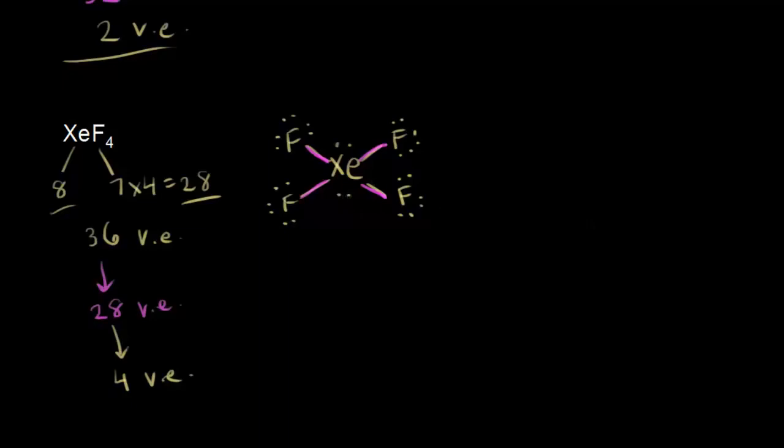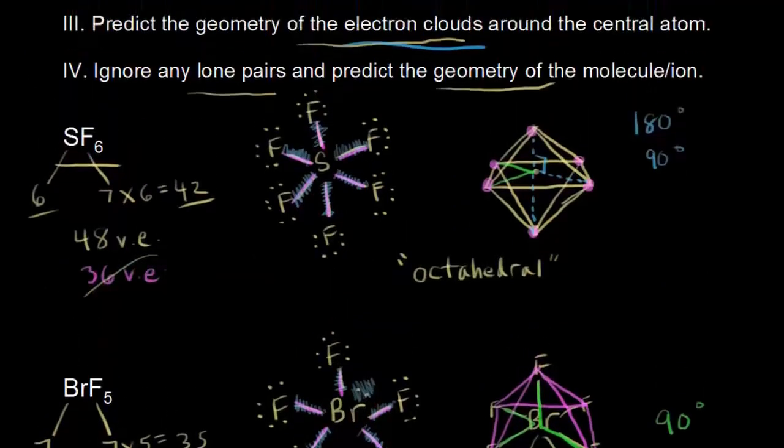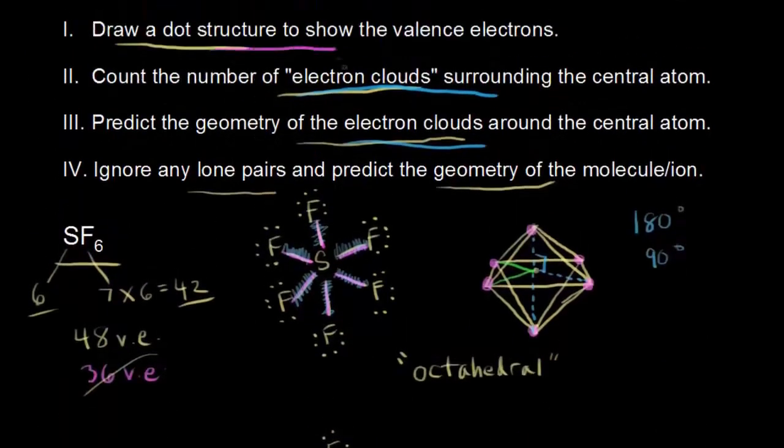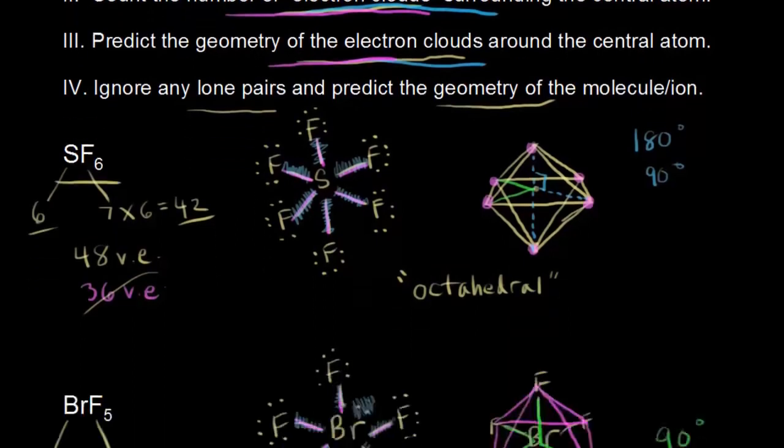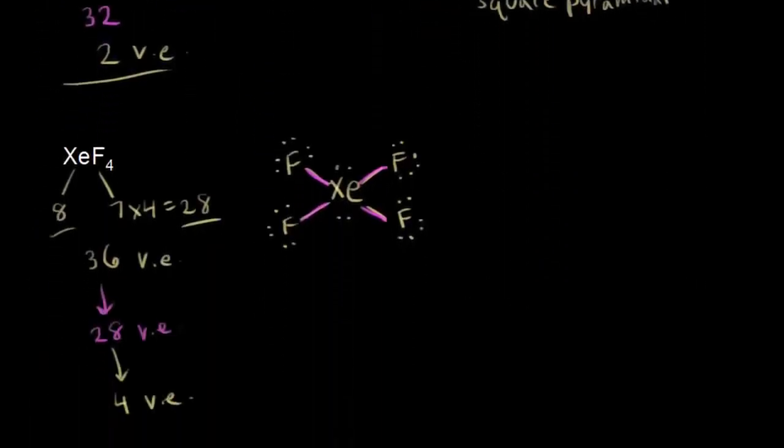All right, let's go back up and refresh our memory about what we do after we draw our dot structure. After you draw your dot structure, you count the number of electron clouds, and then you predict the geometry of those electron clouds. So let's count our electron clouds for this one. Our regions of electron density: we can say that these bonding electrons are an electron cloud, same with these bonding electrons and these over here as well. And in this example, we have 2 lone pairs of electrons, and each one of those is a region of electron density, and so we have a total of 6 electron clouds for this example.